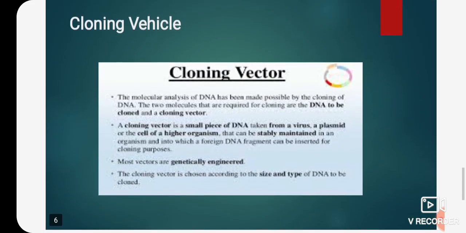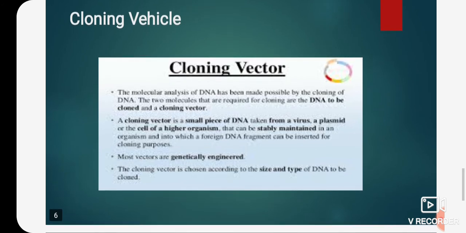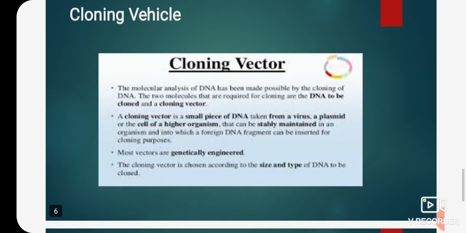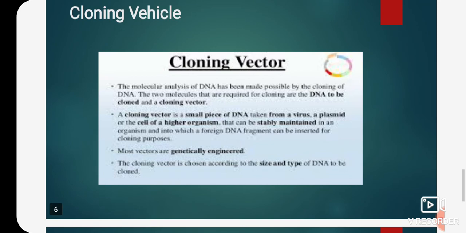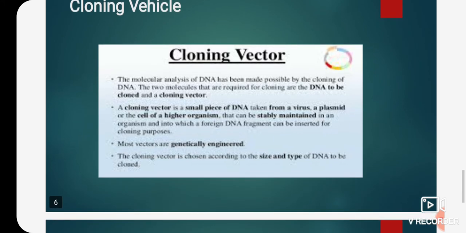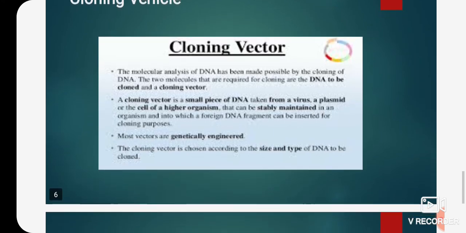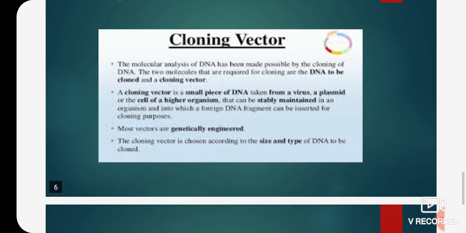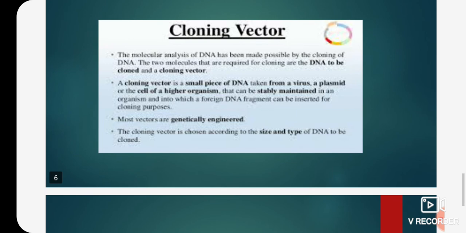Now, we are discussing further more important information about cloning vector. The molecular analysis of DNA has been made possible by the cloning of DNA. The two molecules that are required for cloning are the DNA to be cloned and a cloning vector. A cloning vector is a small piece of DNA taken from a virus, a plasmid, or the cell of a higher organism that can be stably maintained in an organism and into which a foreign DNA fragment can be inserted for cloning purposes.